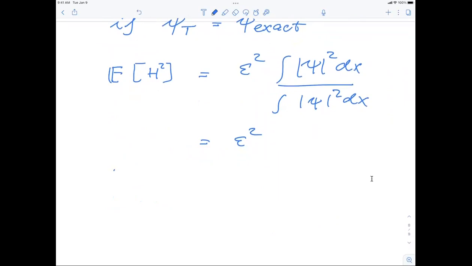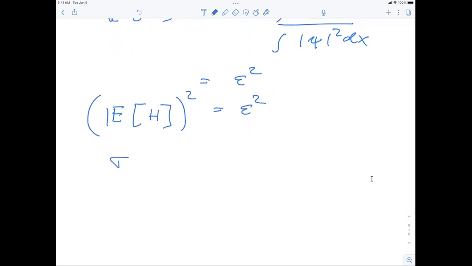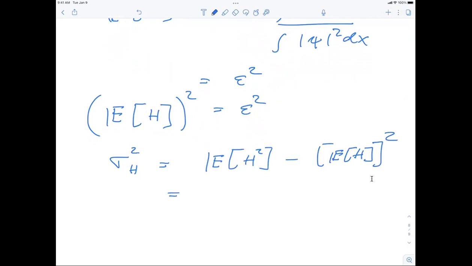Now, if I then take the same quantity here, which would be the expectation value of the Hamiltonian squared, this is also equal to epsilon squared. So the variance of this Hamiltonian will then be equal to the expected value. I'm now setting up the quantum mechanical definition of the variance. And we see now that this is equal to 0 if psi_t is equal to the exact value.